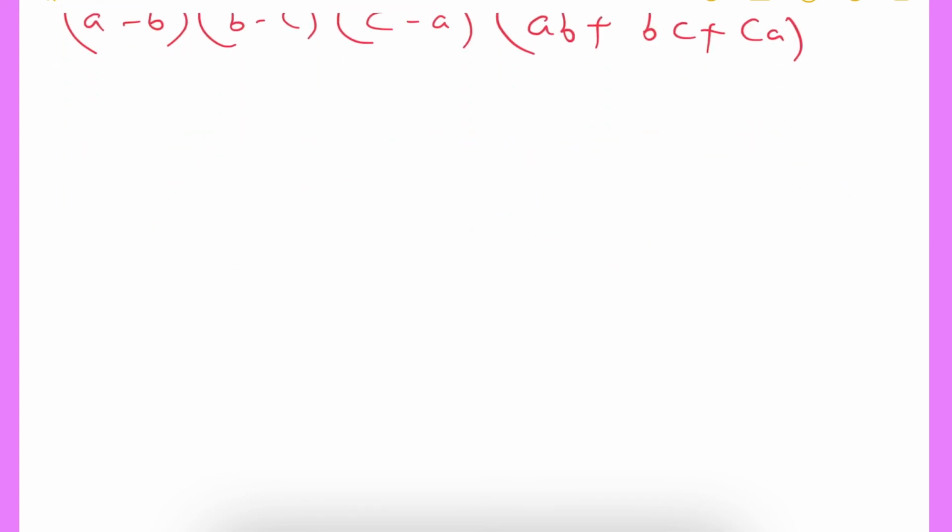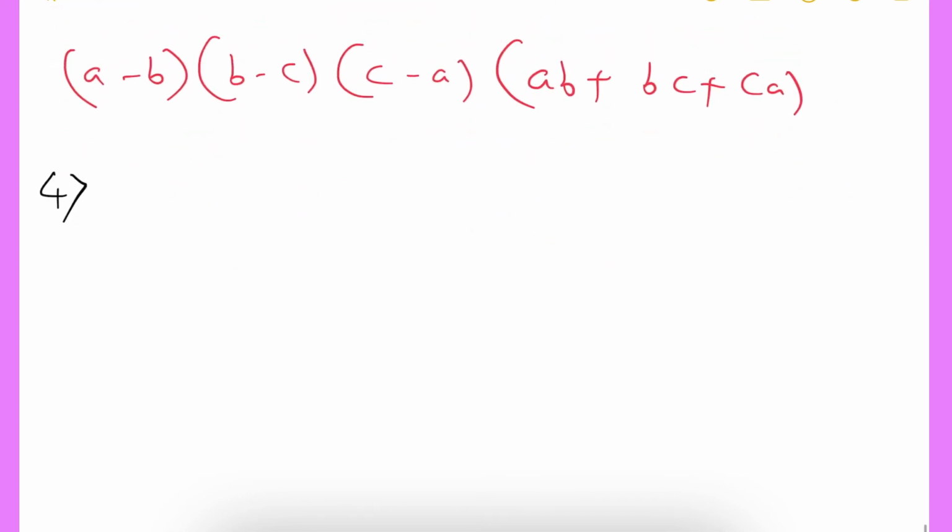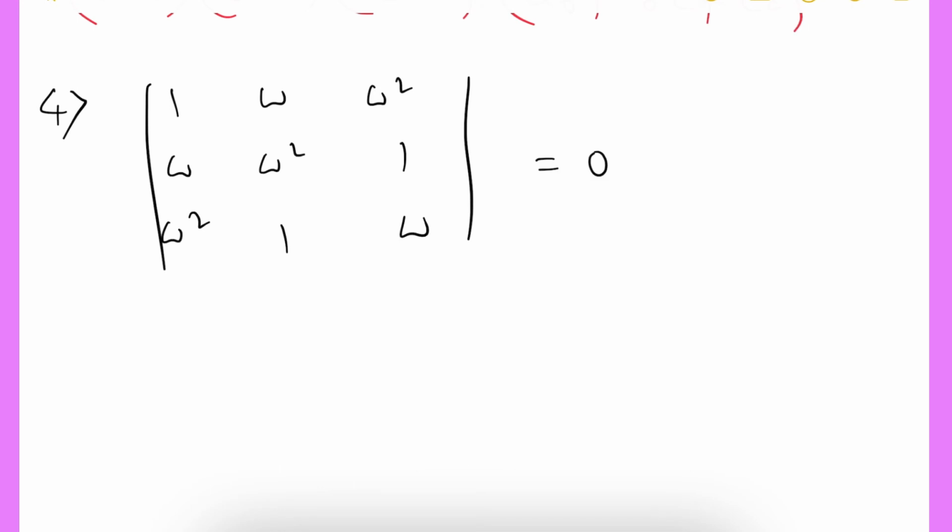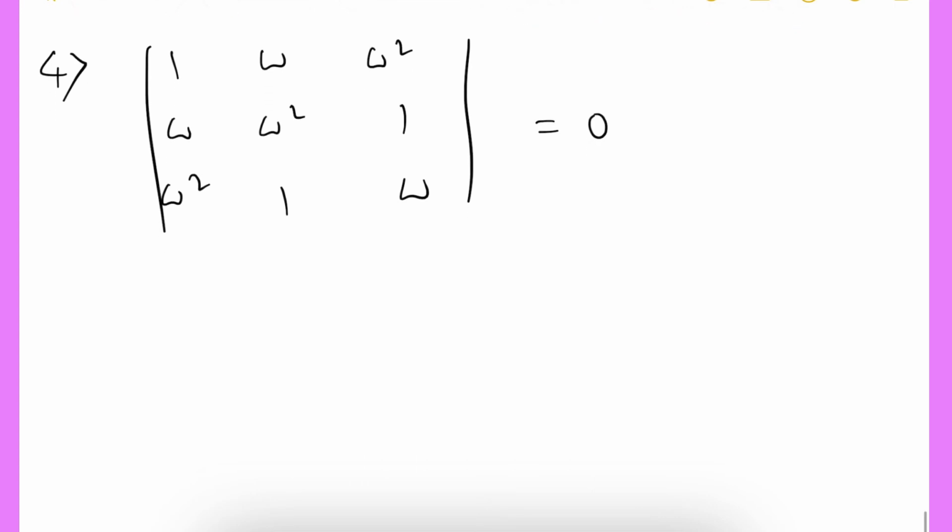Next, solved problem 4. If omega is the complex cube root of 1, then show that the determinant with rows 1, omega, omega square; omega, omega square, 1; omega square, 1, omega equals 0. So he clearly said that if omega is the complex cube root of 1, then we can write that as omega cube is equal to 1.